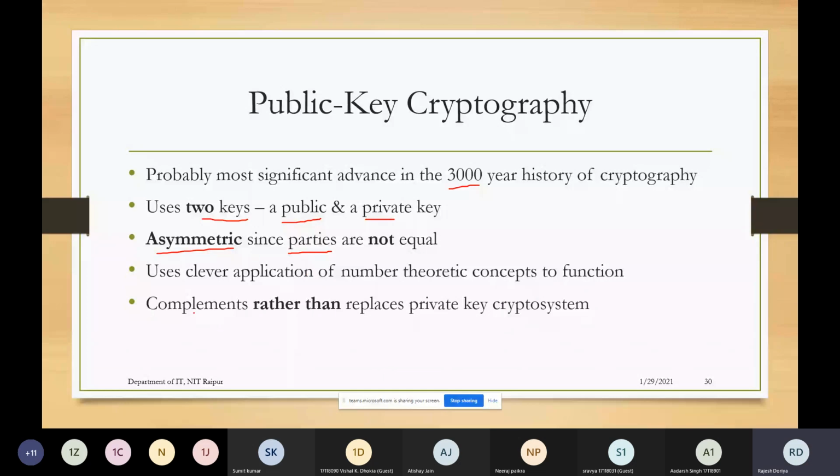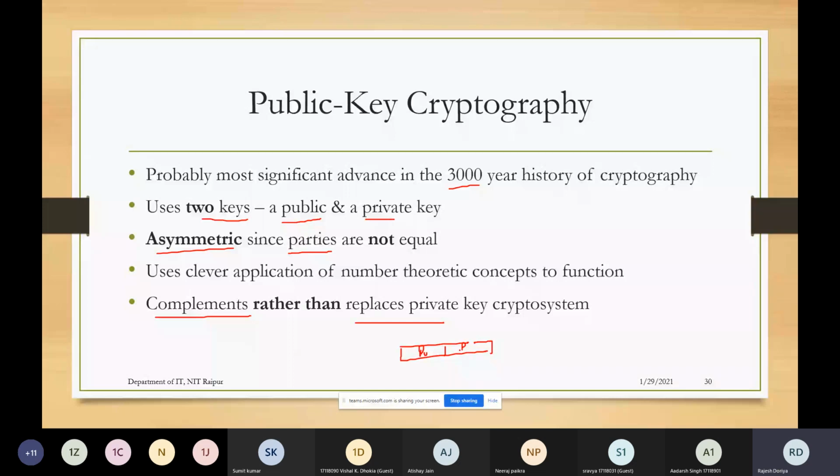And the beautiful thing regarding this public key cryptography technique is that it serves as a complement rather than replacing the private key crypto system. So there are a number of applications where private key cryptography along with public key cryptography are being used simultaneously. For example, in communication, for certain things some private key cryptography is going to be used, and for certain things some public key cryptography is going to be used. We'll see in detail how exactly the things are linked.